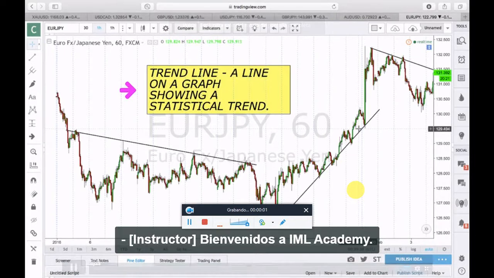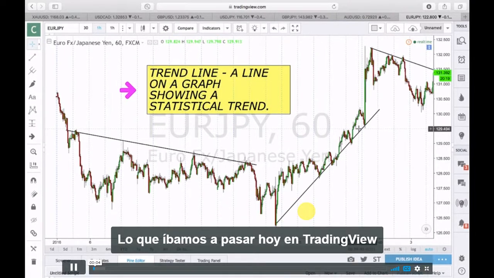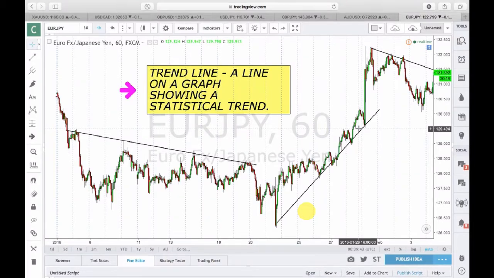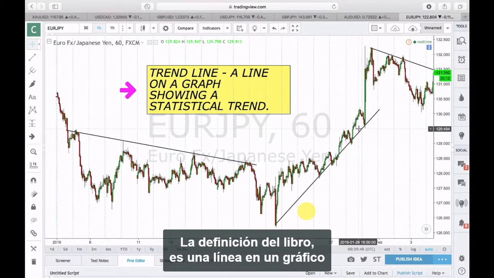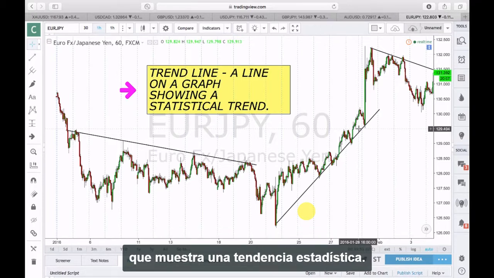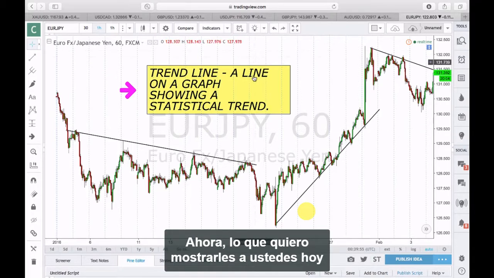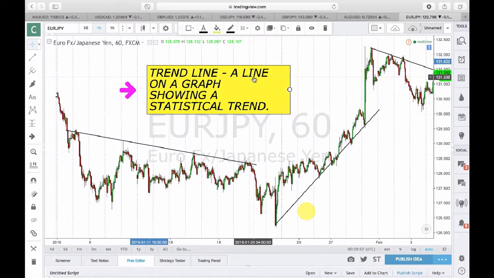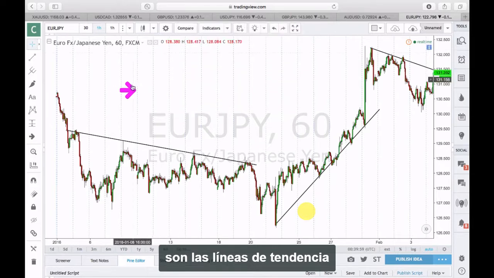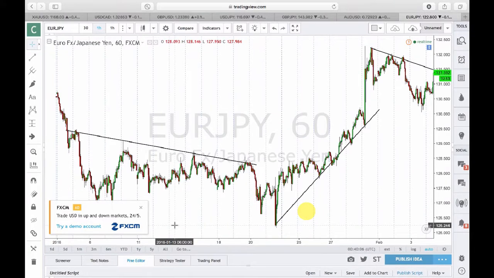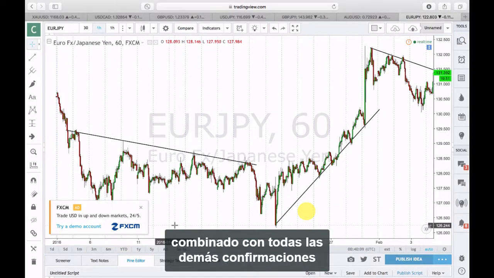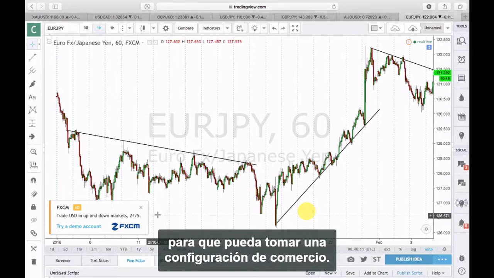IML Academy. What we're going to be going over today on TradingView is trend lines and the importance of them. The by-the-book definition is a line on a graph showing a statistical trend. Now, what I want to show you guys today is how powerful trend lines are, but they have to be used as one of the confirmations and as a resource combined with all the other confirmations in order for you to take a trade setup.